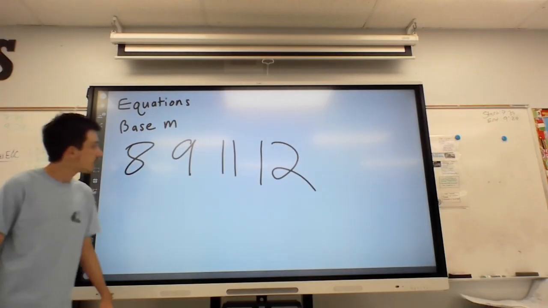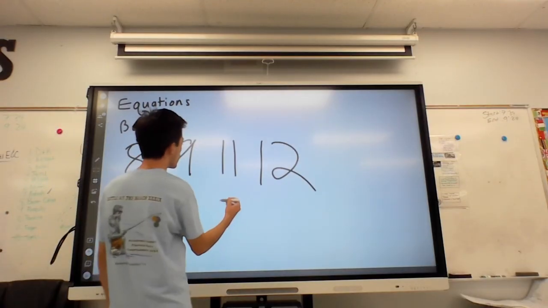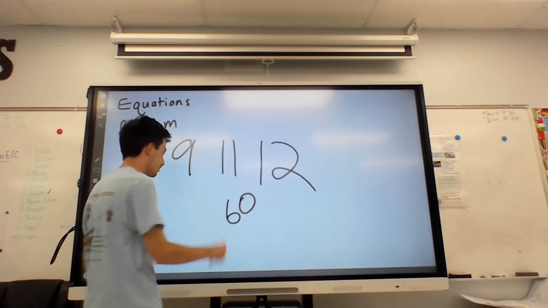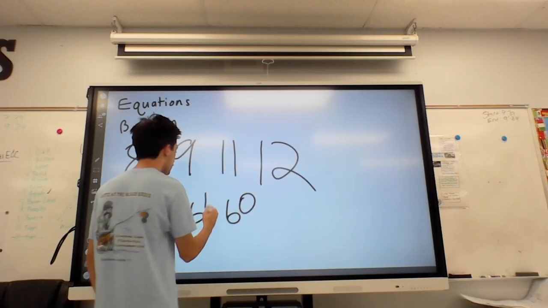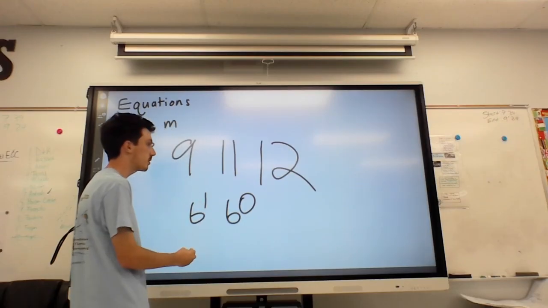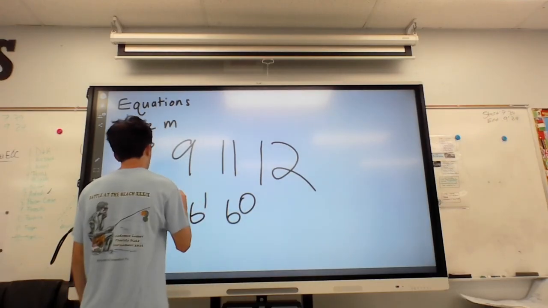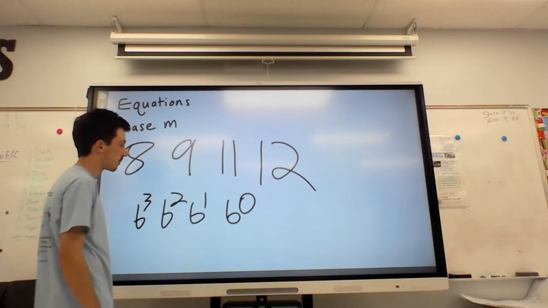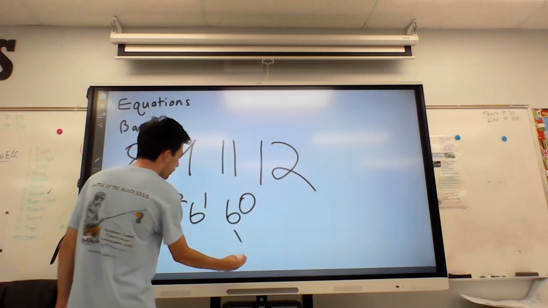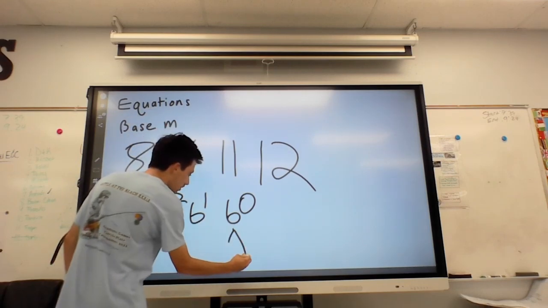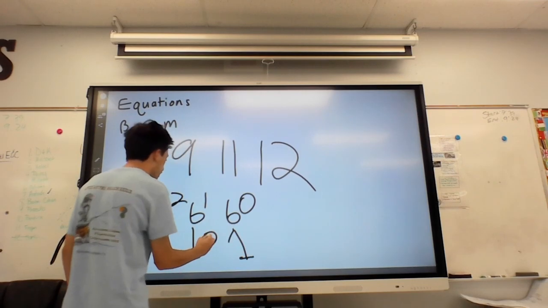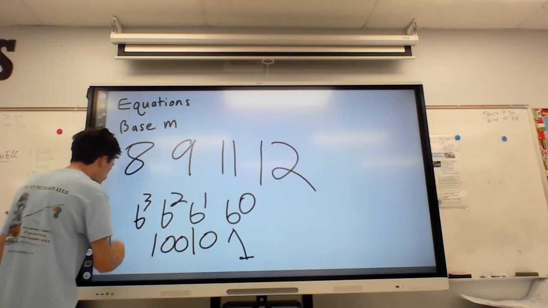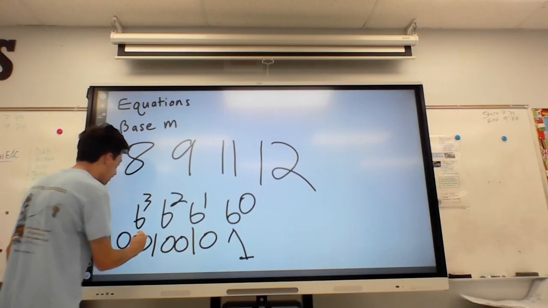So basically, how we determine it is, in the ones place, you always have the base to the 0. Base to the 0 is going to be 1. Tens place, base to the 1. Base to 2 is hundreds, base to 3 is 1,000. So for base 10, we're going to have the ones place, the tens place, the hundreds place, and the thousands place.